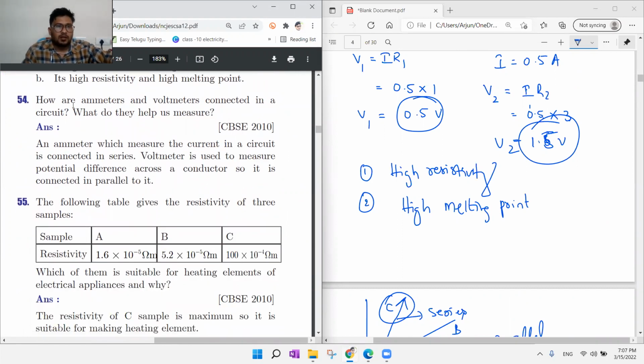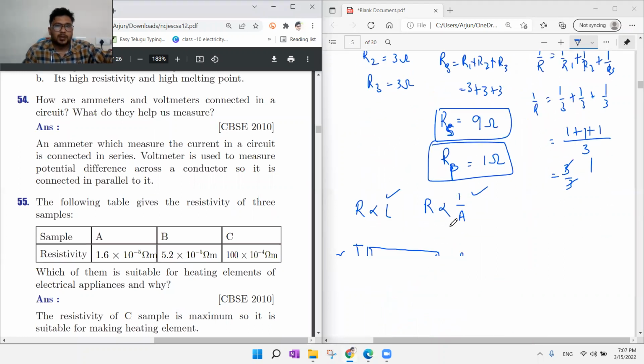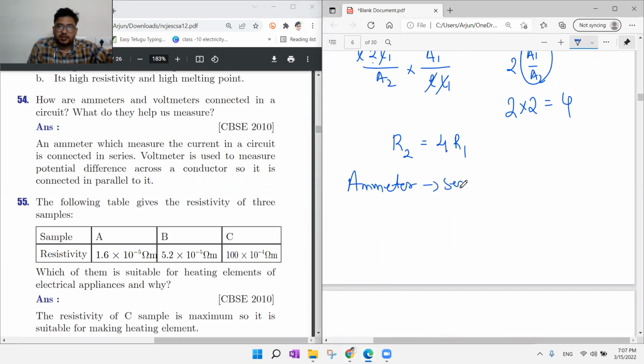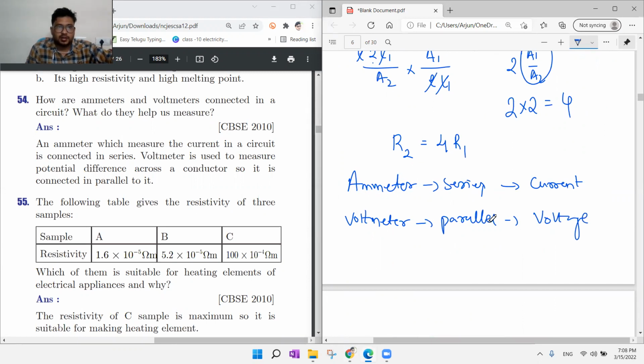54. How are ammeters and voltmeters connected in a circuit? What do they help us measure? We know the ammeter is always connected in series, and the ammeter is used to measure current. The voltmeter is always connected in parallel, and it is used to measure voltage in the circuit.